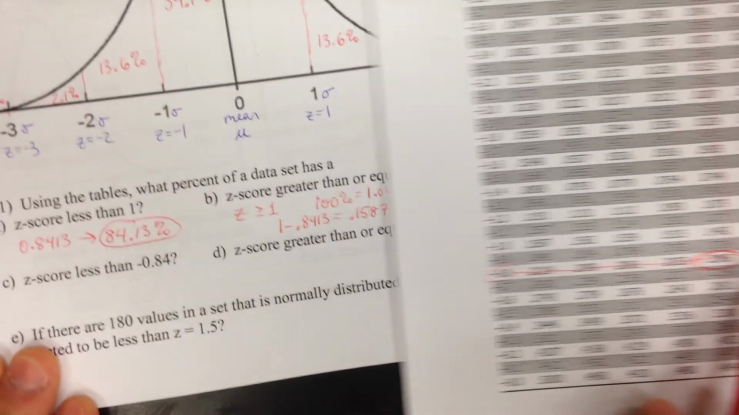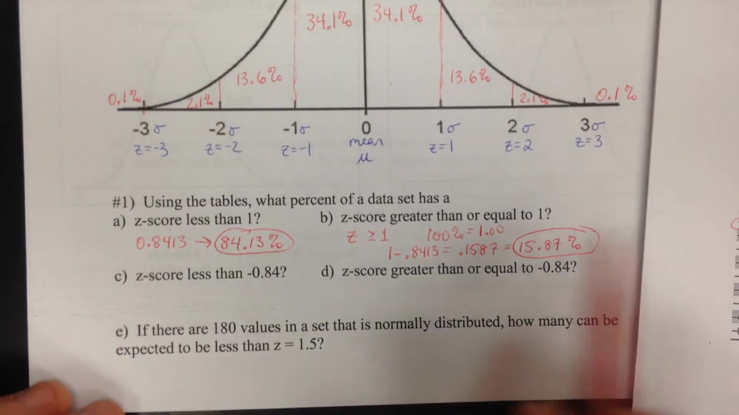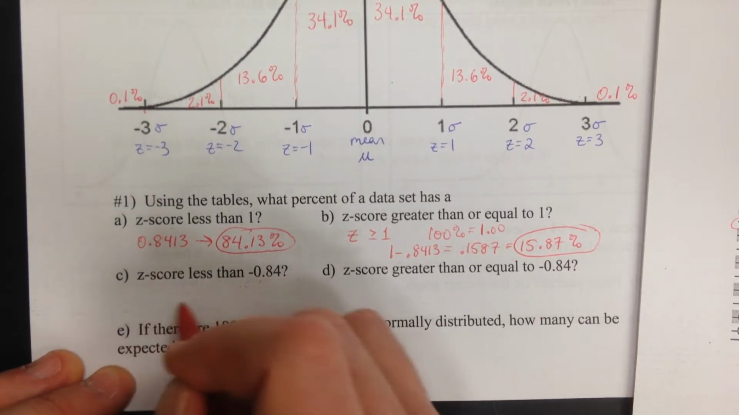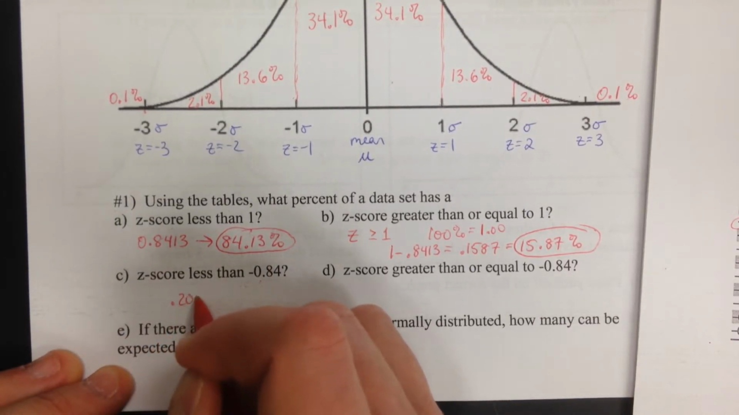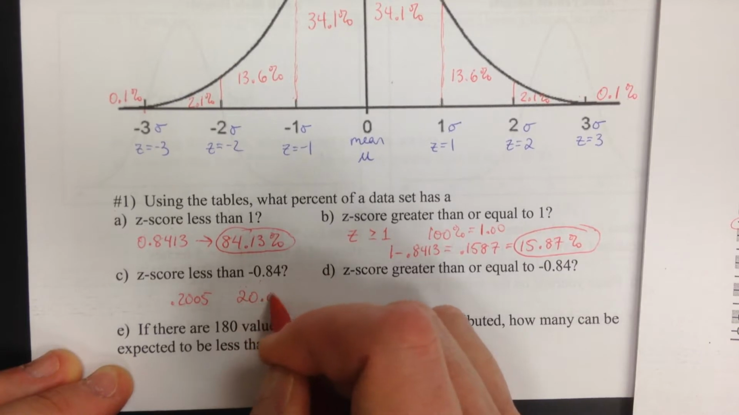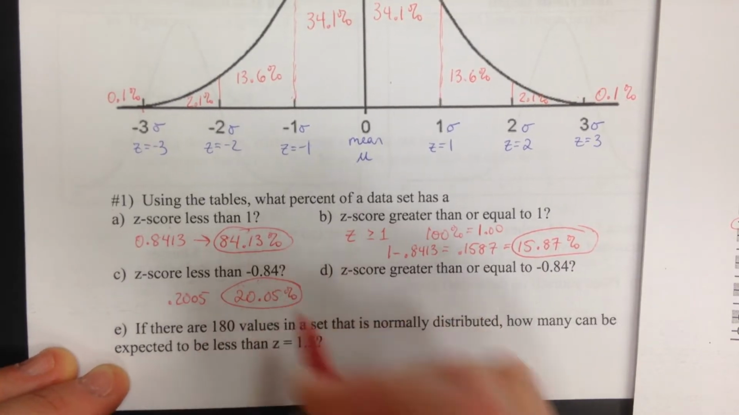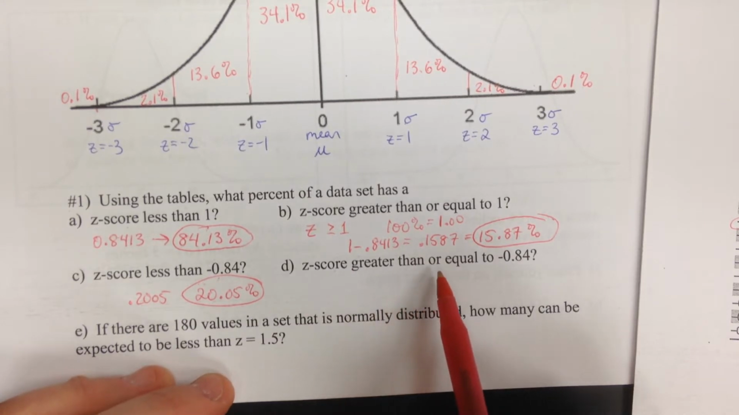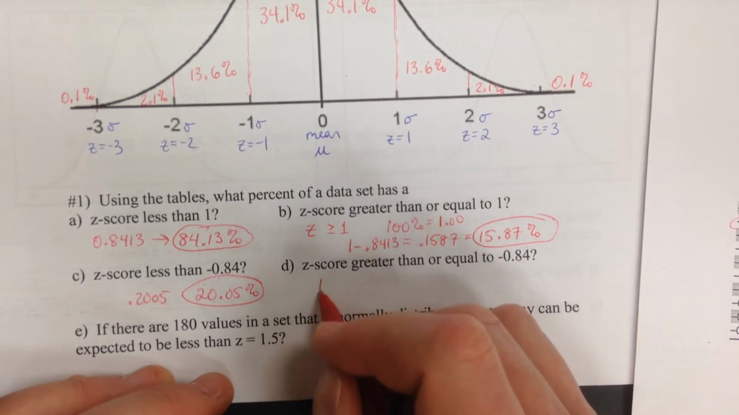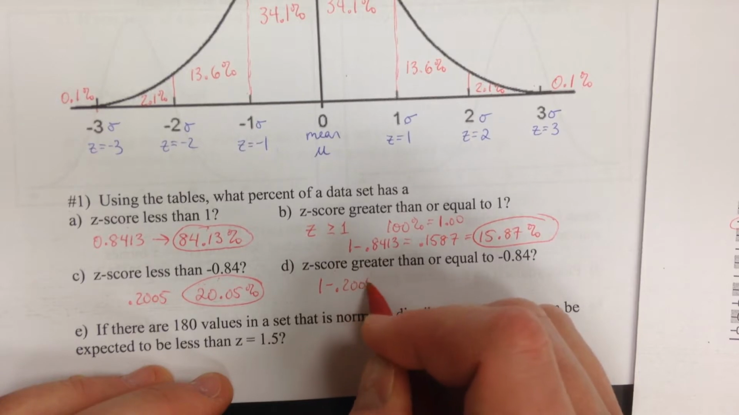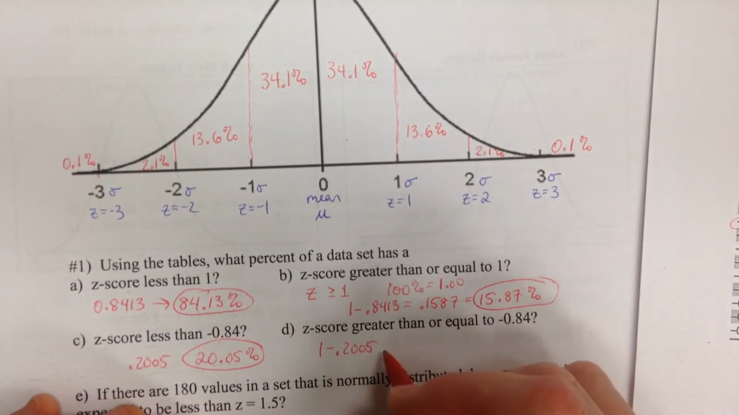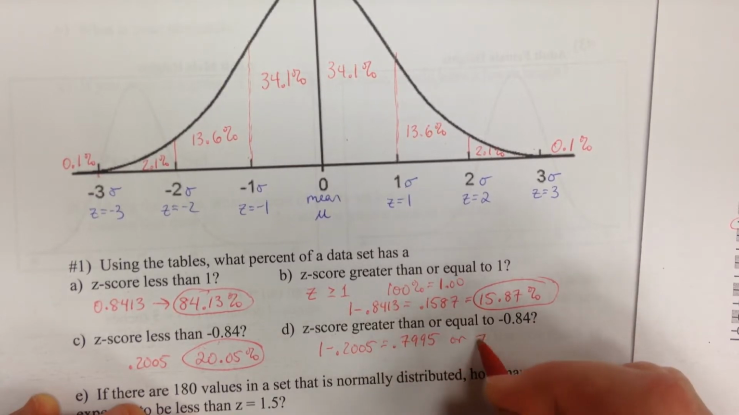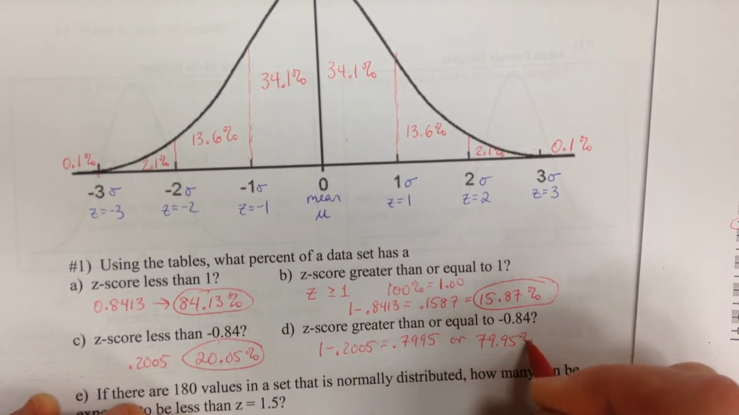So the probability that a z-score would be less than negative 0.84 is 0.2005, which would be 20.05%. Now how about having the z-score greater than or equal to that? Well, that would be everybody else. So that would be 1 minus 0.2005, which is 0.7995, or 79.95%.